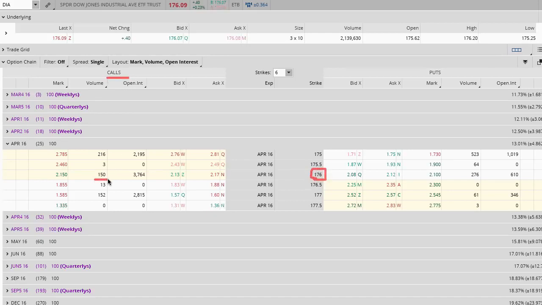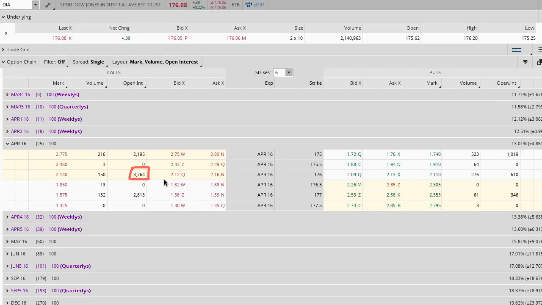You can see there's been 150 contracts that have been traded at the 176 strike. That's really important because it shows you that the 176 strike price is a little bit more active, and you might get filled a little bit quicker or get better pricing if you go after the 176 versus the 175.5. Now, it's also important to note that the open interest are the remaining contracts that are open and available that have not been closed out.